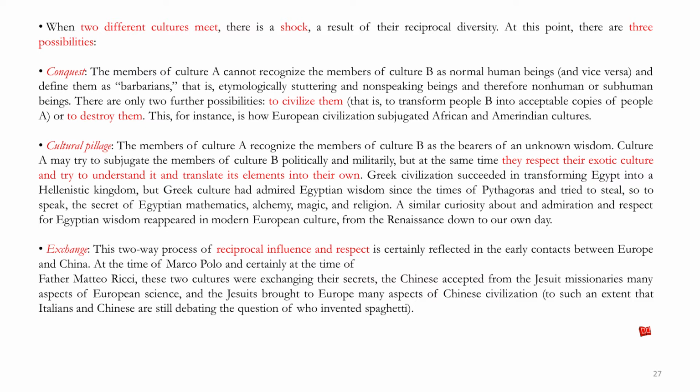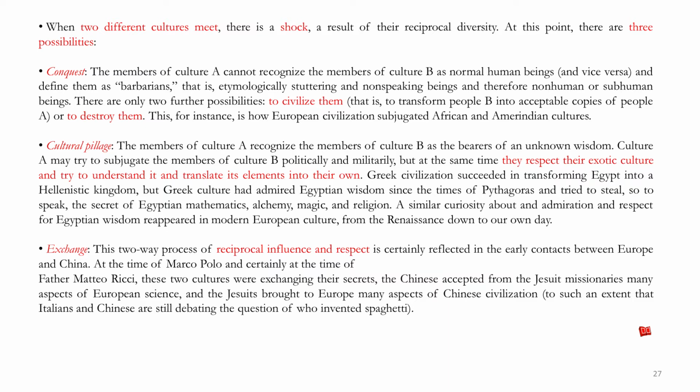And finally, he imagines exchange as a possibility. This is a 2-way process in which culture A and culture B influence each other and respect each other, and this is how he thinks that the early contacts between China and Europe happened. He gives an example of Marco Polo. He also makes an example out of Matteo Ricci, and he illustrates this with the constant bickering between Italians and Chinese as to who really invented spaghetti.